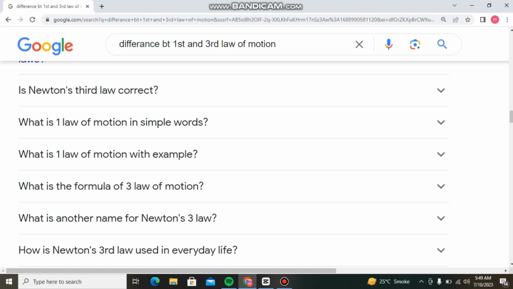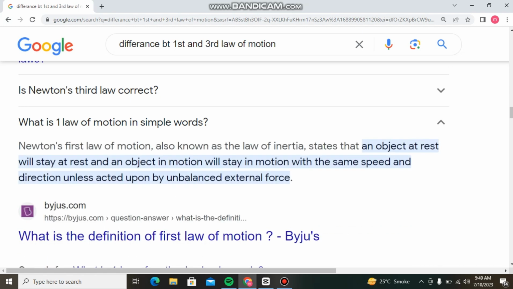What is the first law of motion in simple words? Newton's first law of motion, also known as the law of inertia, states that an object at rest will stay at rest, and an object in motion will stay in motion with the same speed and direction unless acted upon by unbalanced external forces.